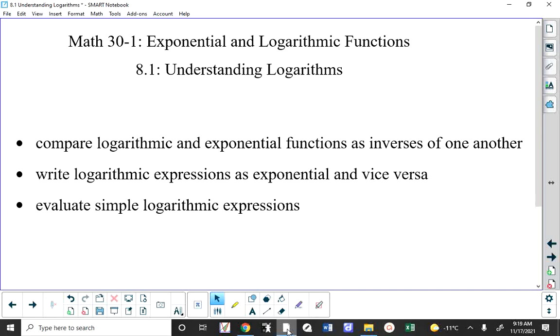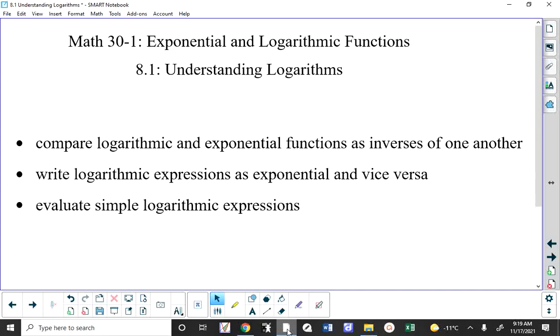So today we're going to be comparing logarithmic and exponential functions as being the inverses of one another. We have to be able to translate a logarithmic equation or expression into an exponential equation or expression and vice versa. And the word translate here is probably the best word that I can use to describe what's going on here. It's like speaking two different languages.